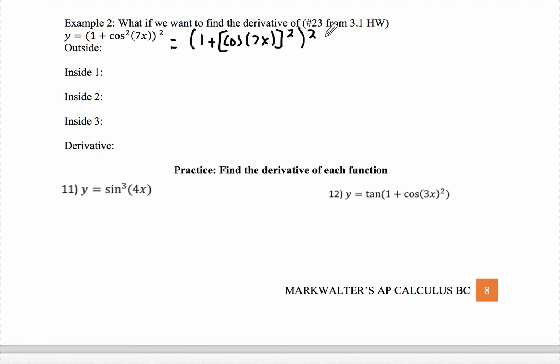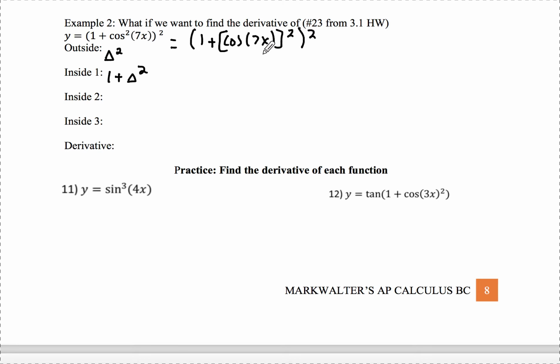So again, let's start on the outside and kind of work our way in layers here. What do I have going on here? I have as an outside layer something squared, parentheses squared. Now what's inside of the squared? I have 1 plus something squared. So I really have 1 plus Dorito squared inside of that outside squared. I have 1 plus blah squared.